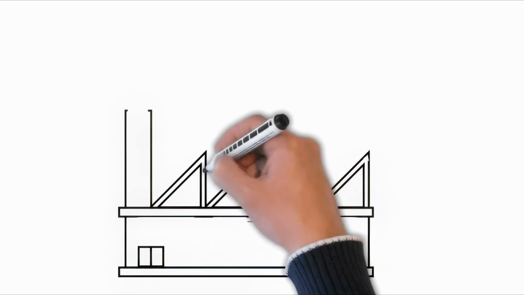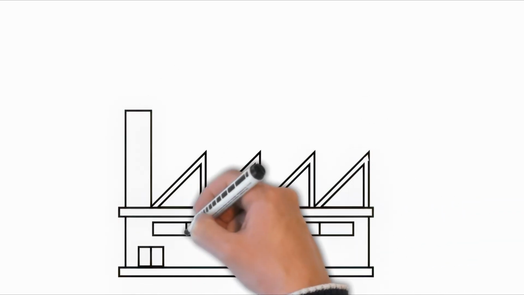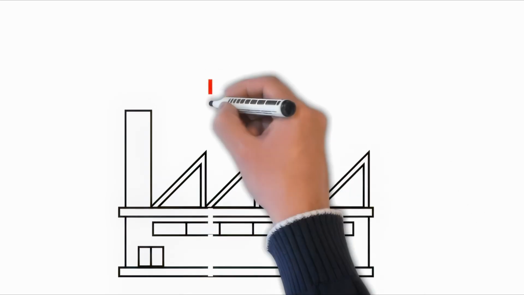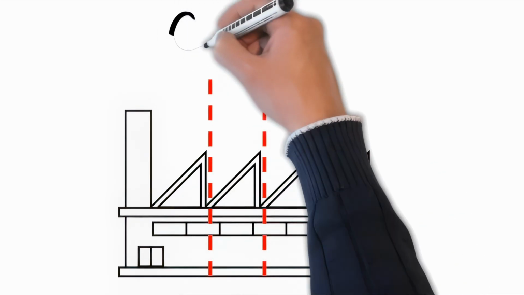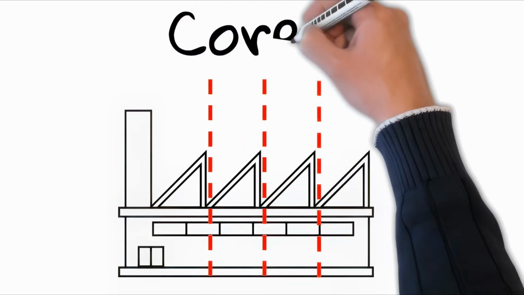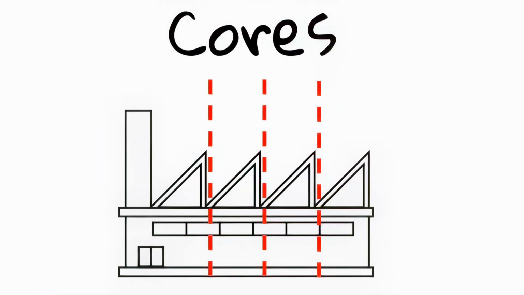To do this, I'll compare a CPU to a factory. The factory is divided into several sections. Each section is capable of producing on its own. In a CPU, these sections are called cores. Each section has a supervisor in charge of what the section is working on. In a CPU core, the supervisor is called a control unit.